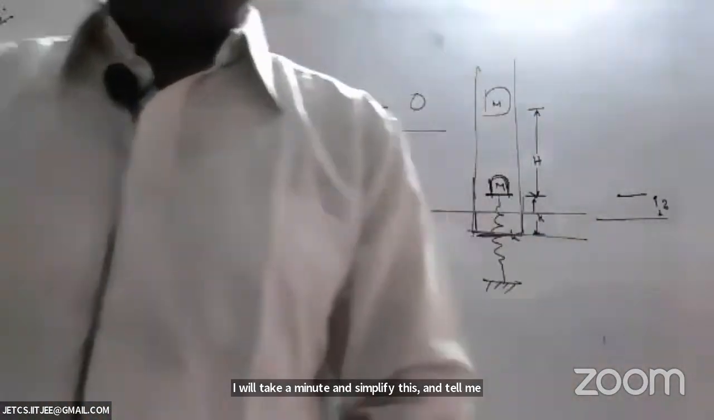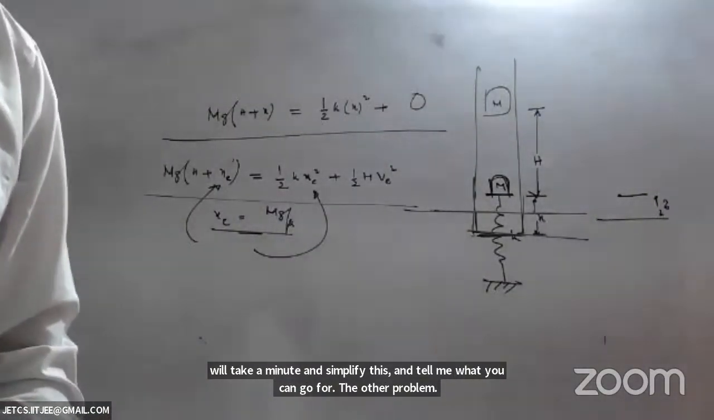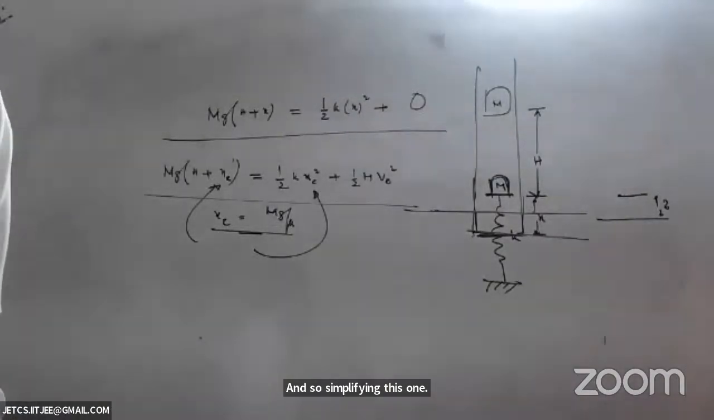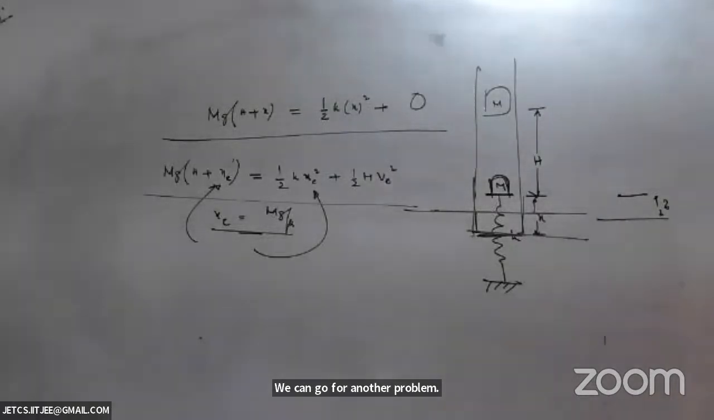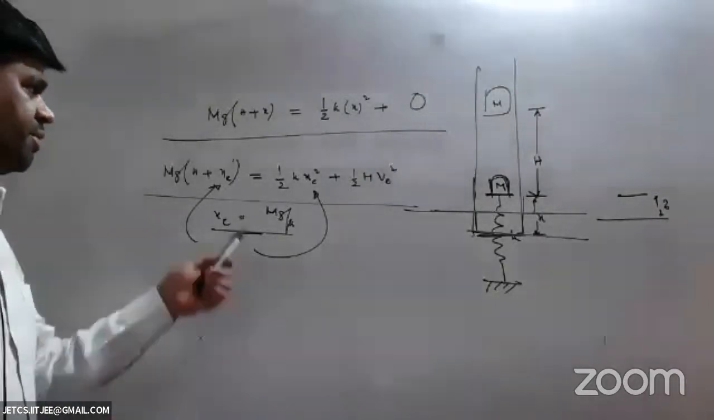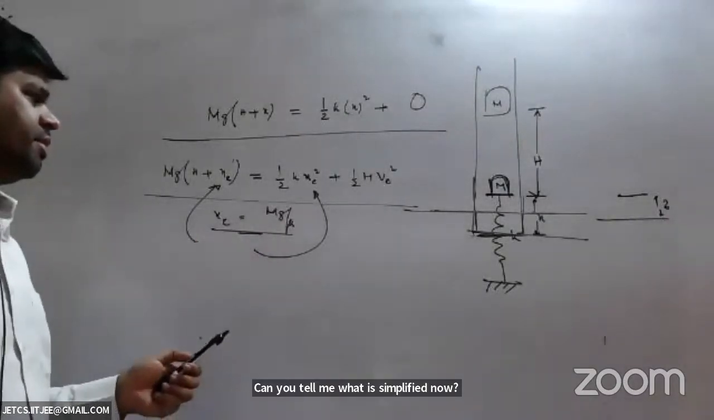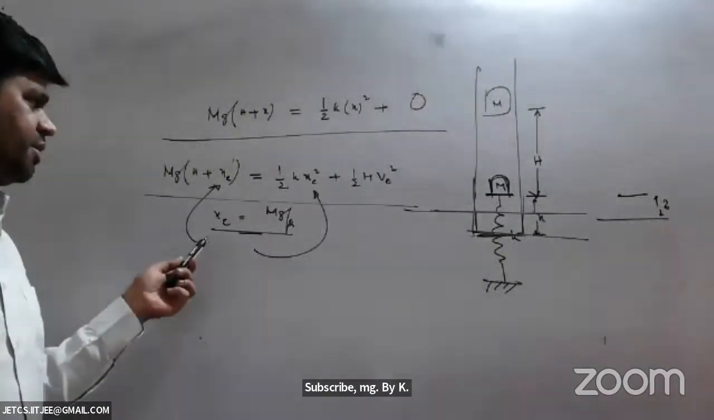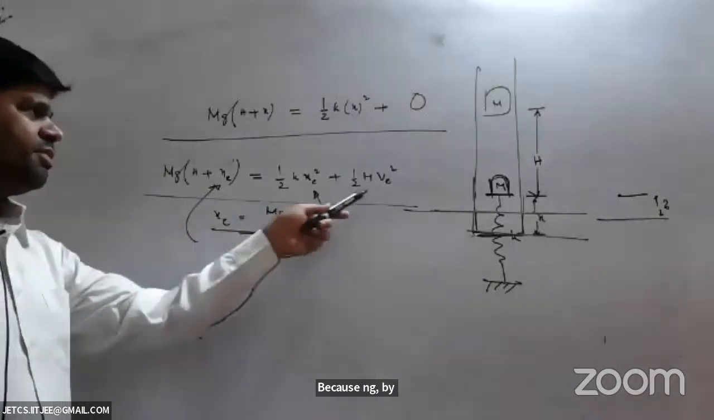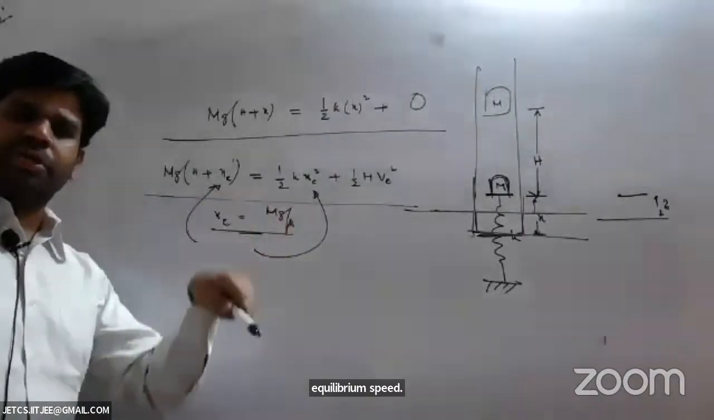We can go for the other problem instead of solving this one further. Instead of simplifying this one, we can go for another problem. Can you tell me what is the simplified ve now? Substitute xe as mg by k, because at mg by k, the particle is in equilibrium. At that equilibrium position, I'm finding out the speed. So at equilibrium, we'll have maximum speed. Until there the particle accelerates, after that it retards.